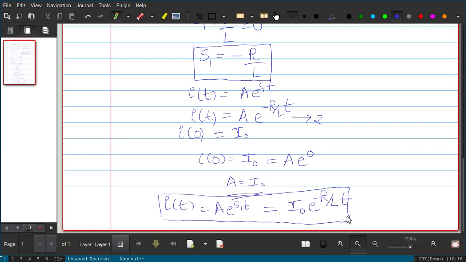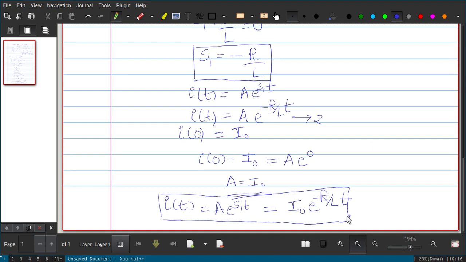So we can say, if you have R and L charged to an initial current I naught, and you keep that circuit for a long period of time, the current slowly decays, that is, it decays exponentially. The exponential constant will be what? R by L, that is the decay constant, and the initial value will be I naught. So this is the solution for a source free RL network.